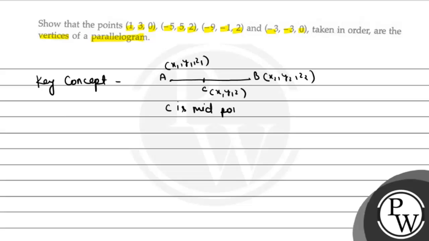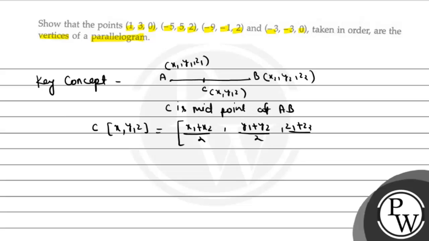So here C is the midpoint of AB. From here we can write the coordinate of point C, that is x, y, z, is equal to (x1 plus x2 upon 2, comma y1 plus y2 upon 2, and comma z1 plus z2 upon 2). That is the formula to find the coordinate of x, y and z.